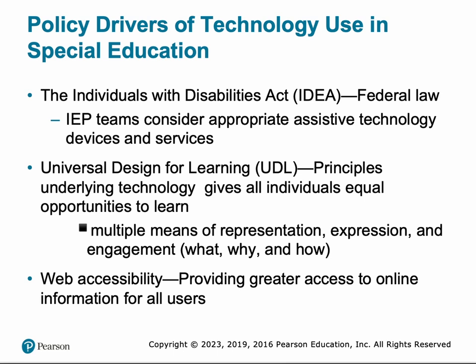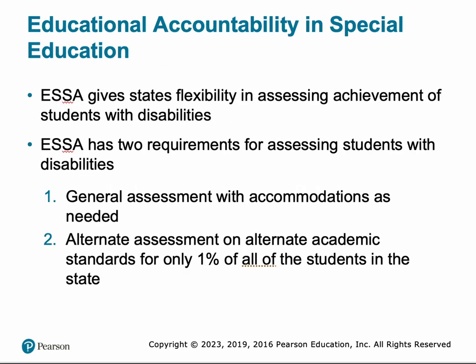And then there's web accessibility, so that students can get on the internet. This means providing greater access to online information for all users. Now, there is accountability in special education. ESSA is what gives states flexibility in how they assess the achievement of their students with disabilities. There are two requirements when you assess students and how we monitor that progress.